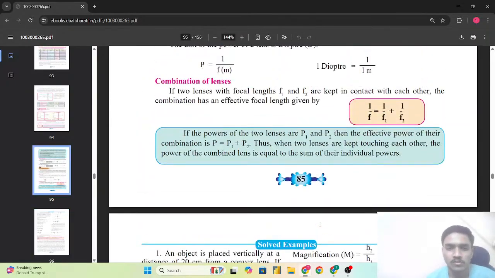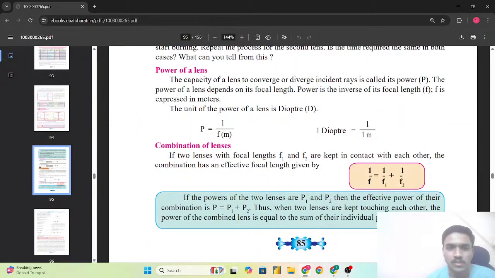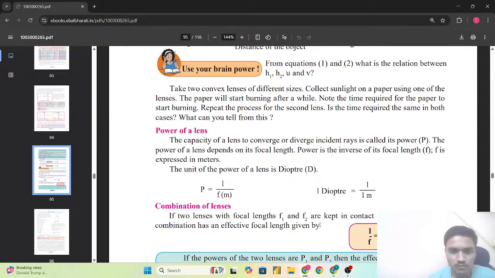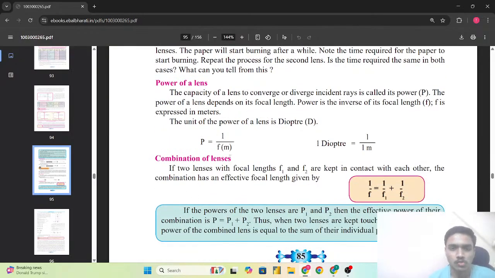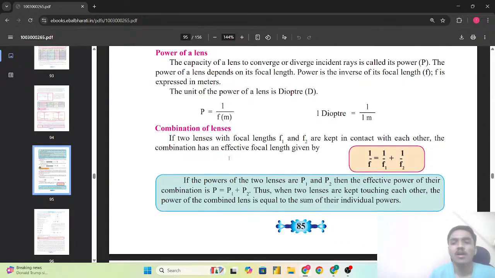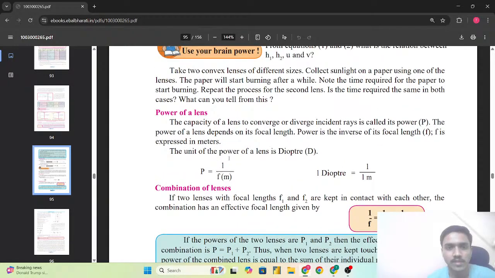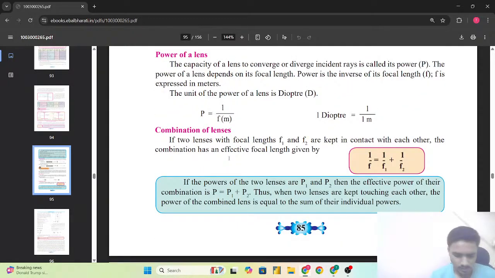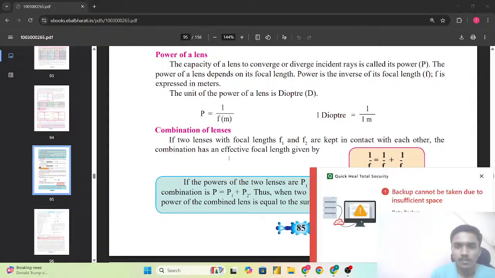So up to now we have studied the power of the lens, and the power formula P is equal to 1 upon focal length f, which is measured in meters. The unit for the measure of the power of the lens is the diopter. Next we are going to see the combination of lenses, that is, what will happen when the lenses are combined together.